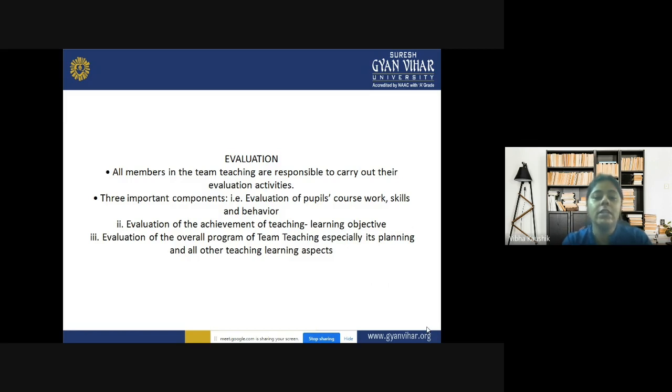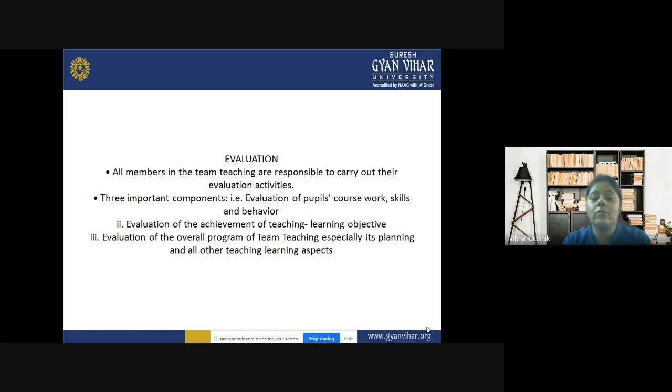Evaluation: all members in the team teaching are responsible for carrying out their evaluation activity. Each teacher is responsible for evaluating how much the students have learned in their part of the teaching. There are three important components of evaluation: coursework, skills, and behavior. How much they have learned a particular content, what skills they have developed, and whether there is any change in the behavior of the students or not.